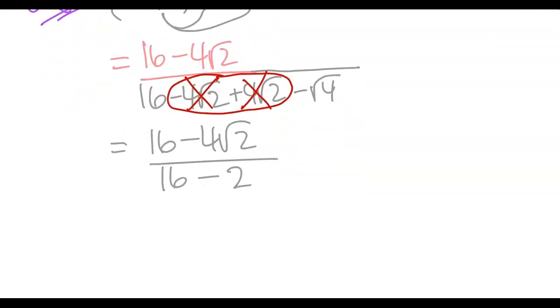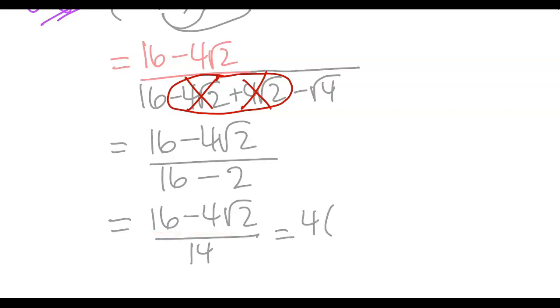That's what I wanted. So I'm going to simplify this just a little bit further. 16 minus 4 square root 2 over 16 minus 2 is going to give me, not 12, 14. The only other thing you might have to do is actually simplify this further. This is simplified, but the only way to simplify it further is factoring out a 4 from this numerator. So I'd factor out a 4 here and make it 4 minus the square root of 2 over 14.